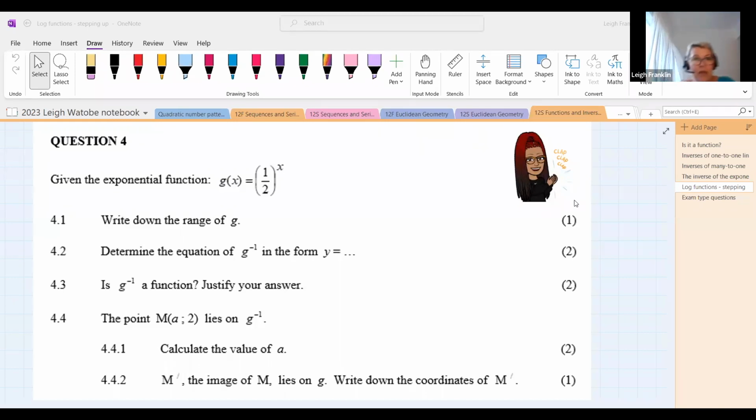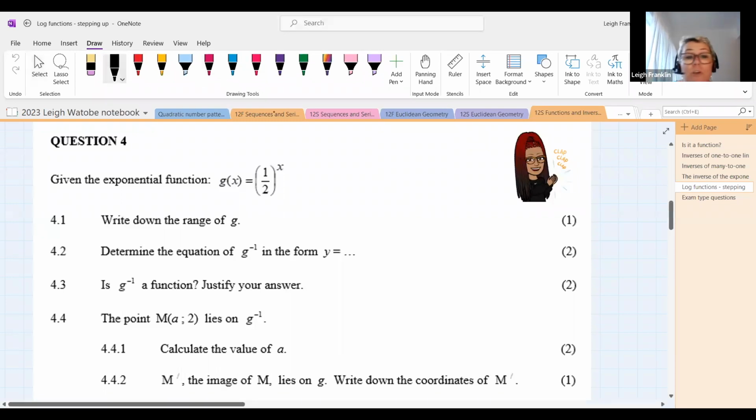We have been given the exponential function g of x equals a half to the x. So before we get started on answering this question, we need to clarify whether this particular exponential function is an increasing function or a decreasing function. We do not have a diagram to refer to, so we actually don't know what this graph looks like, but we should know.